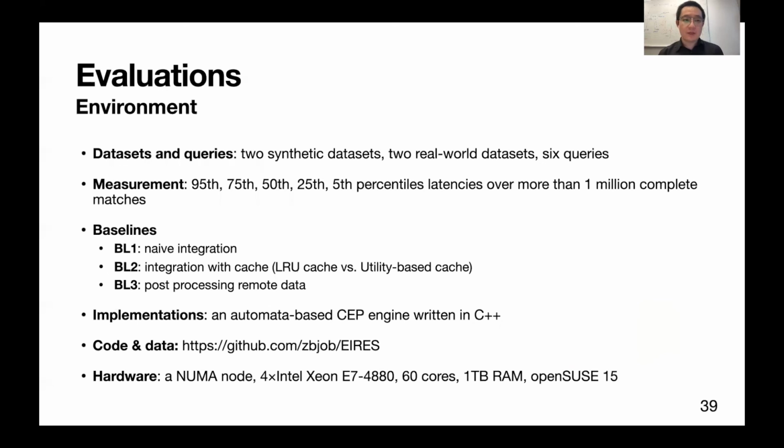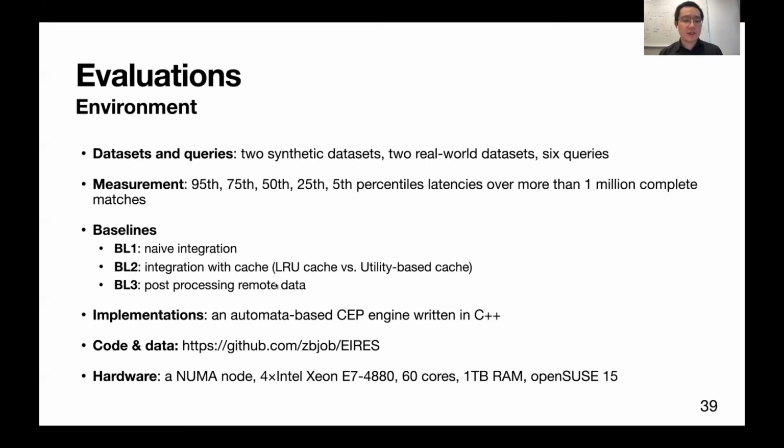Now we look at our evaluations. We consider 2 synthetic datasets, 2 real-world datasets, and 6 queries. We measure the different percentiles of latencies over more than 1 million complete matches. And we compare our approach to 3 baselines. The first baseline, BL1, is a naive integration, which means the fetch operation blocks the stream processing. The second baseline, BL2, is to integrate with a local cache. Here we compare the widely used IO cache against our proposed utility-based cache.